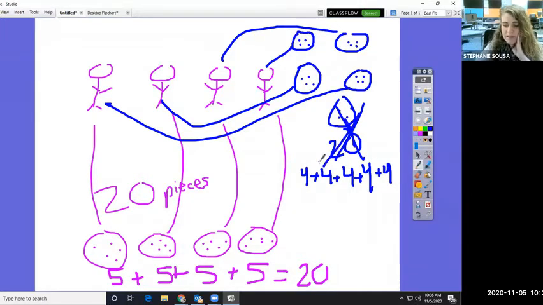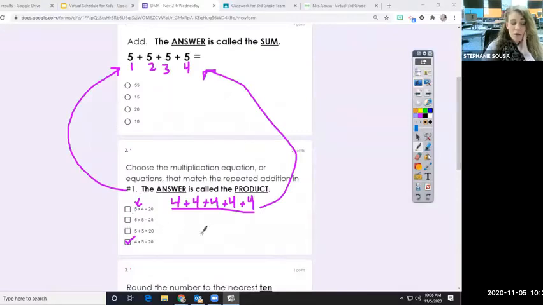So this is why it's important to recognize the differences between 4 groups of 5 and 5 groups of 4. So our correct answer is only 4 times 5. Questions on that?